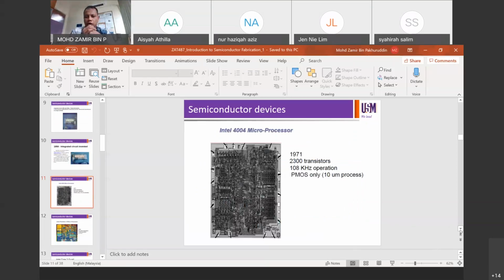And this one is the evolution of the integrated circuit since back then, right? 1971, the processor from Intel 4004, the frequency of operation is only up to 108 kilohertz.